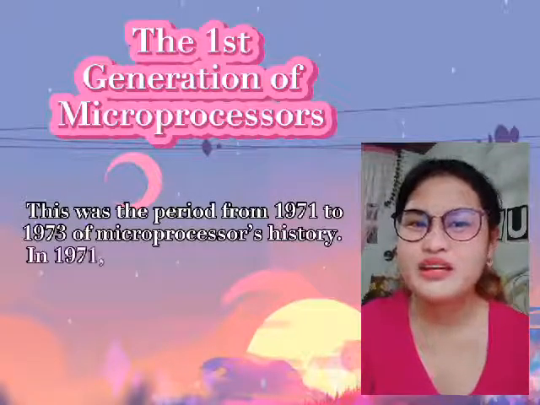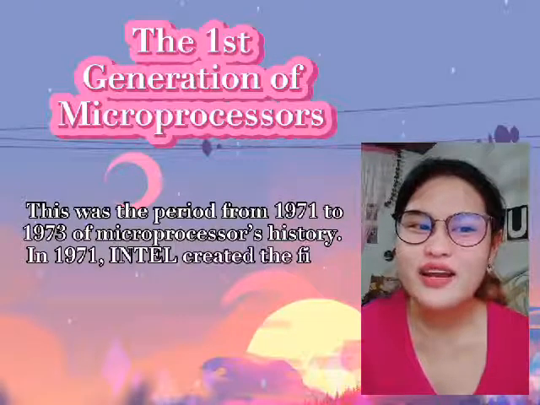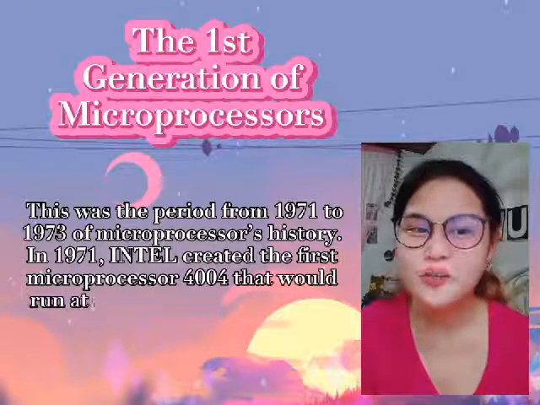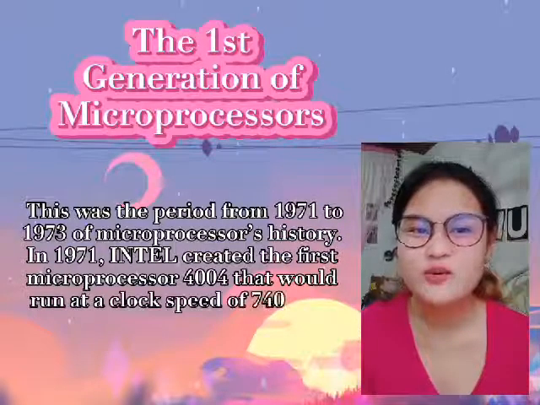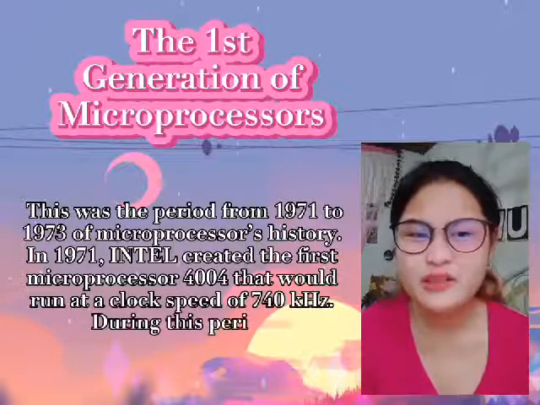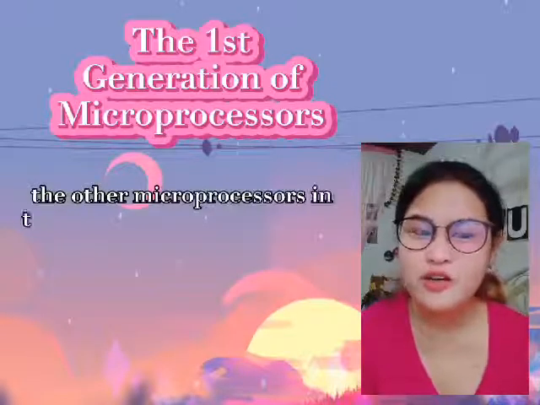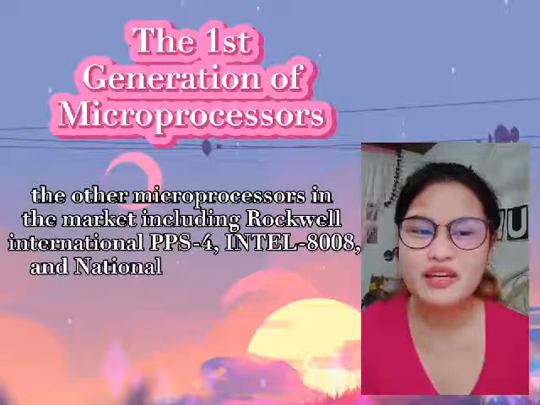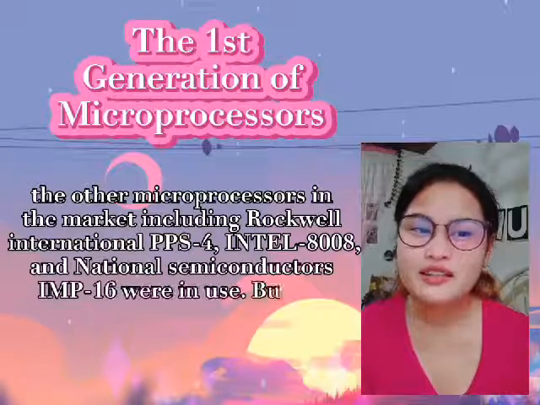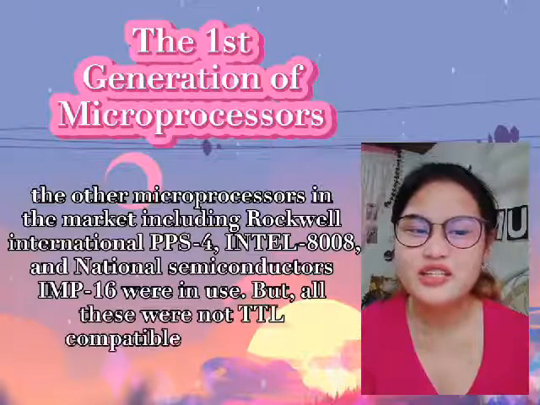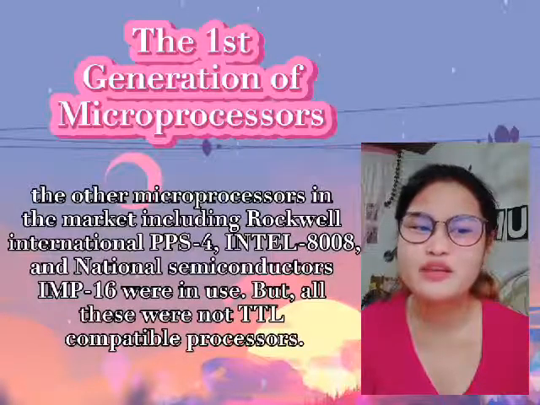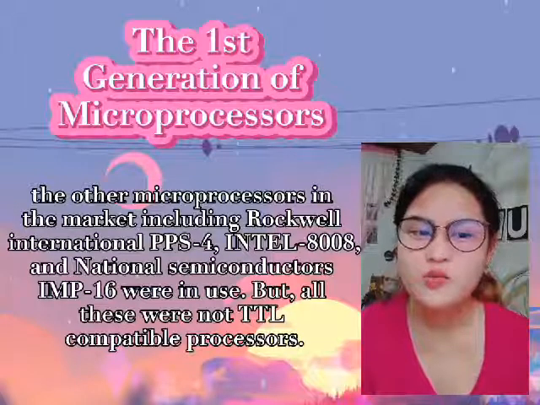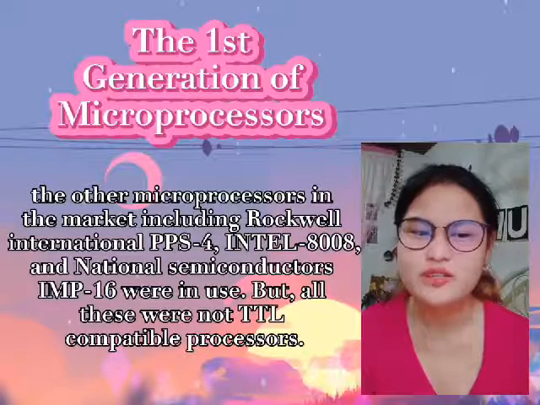In 1971, Intel created the first microprocessor, the 4004, that would run at a clock speed of 740 kHz. During this period, the other microprocessors in the market, including Rockwell International PPS-4, Intel 8008, and National Semiconductor's IMP-16, were in use. But all these were not TTL-compatible processors.